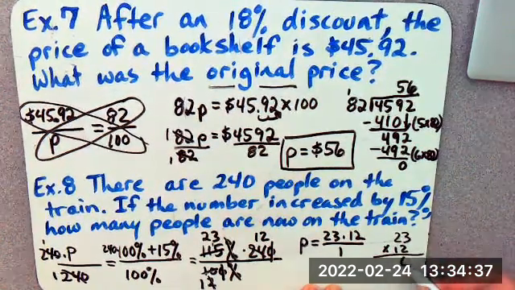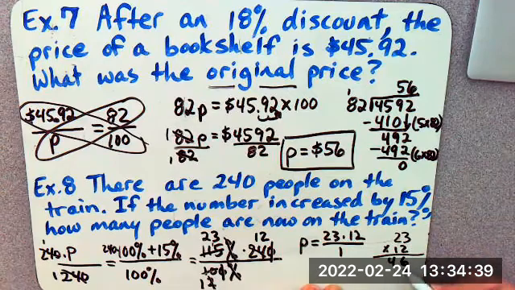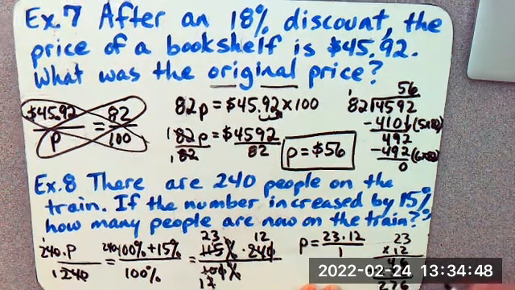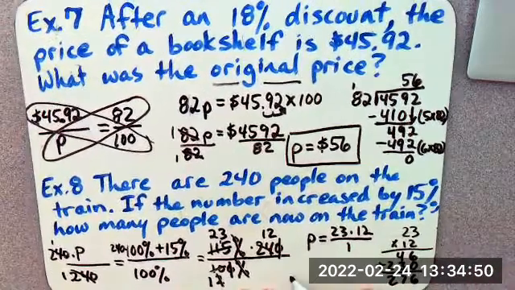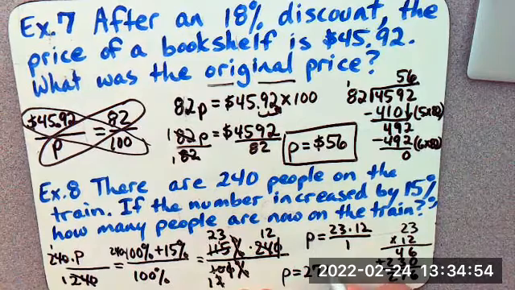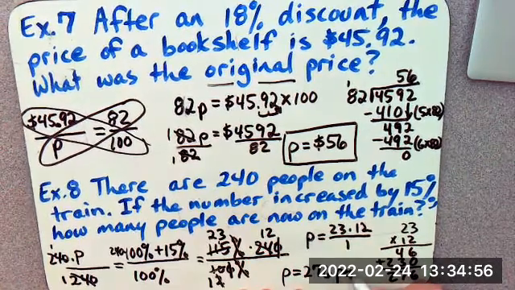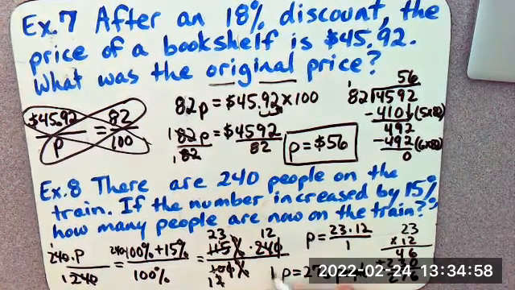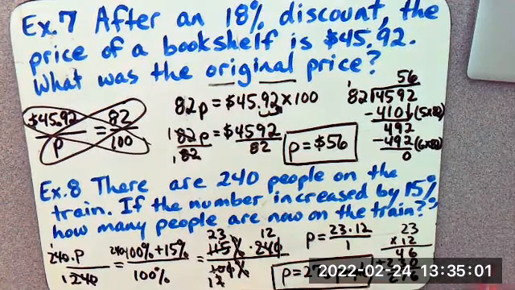So 2 times 3 is 6, 2 times 2 is 4. Then we're multiplying by 10, so we just have 230. So this gives 672... So we have 276 people on the train. Okay, so that's our final answer there.